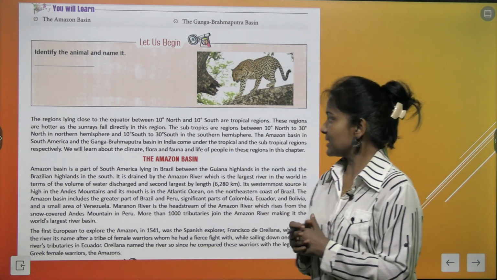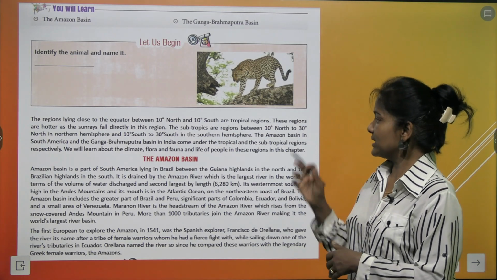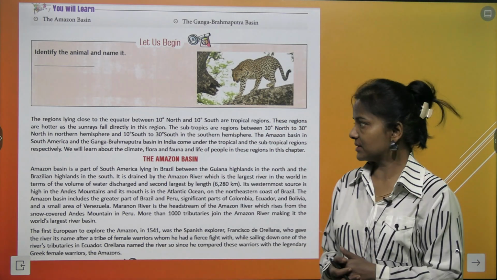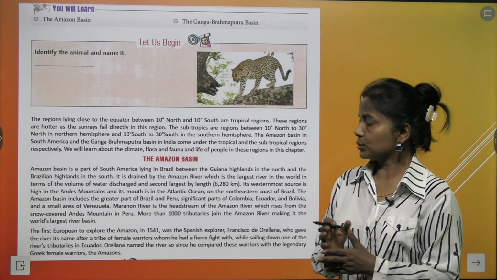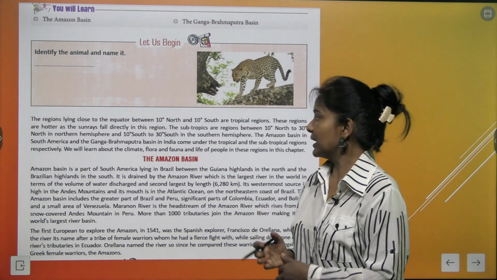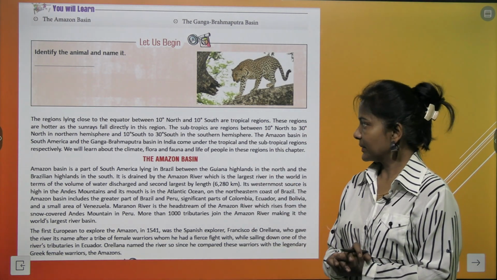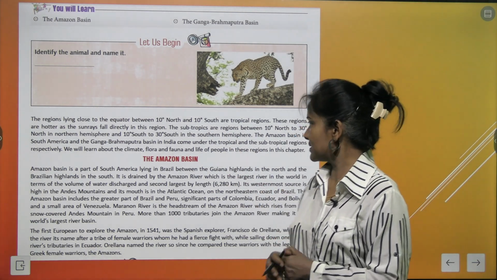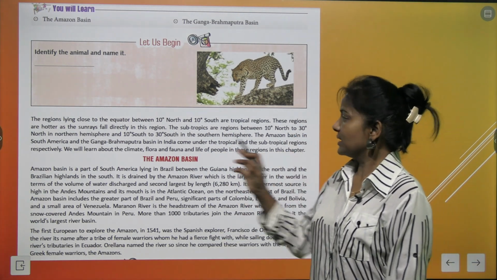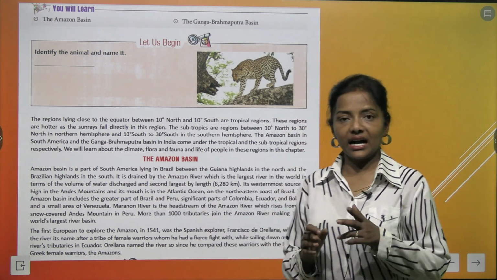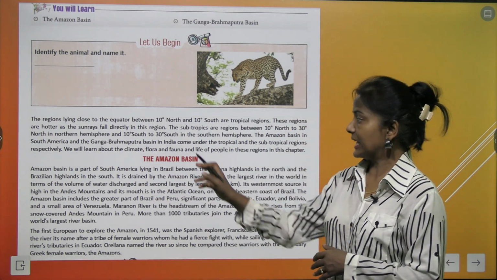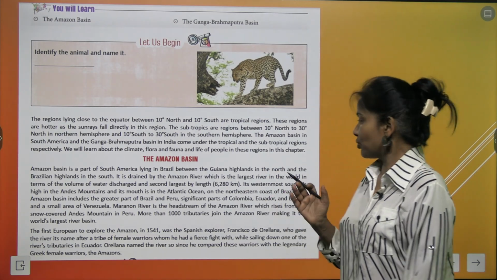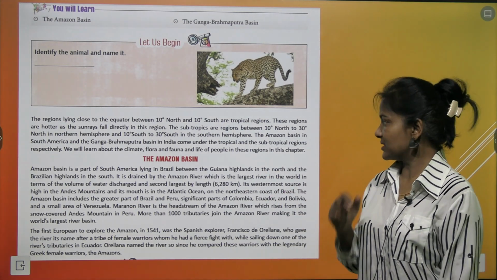The subtropics are regions between 10 degree north to 30 degree north in the northern hemisphere and 10 degree south to 30 degree south in the southern hemisphere. अब ये कौन से हैं regions? ये हैं subtropic regions. The Amazon basin in South America and the Ganga Brahmaputra basin in India come under the tropical and the subtropical regions respectively.